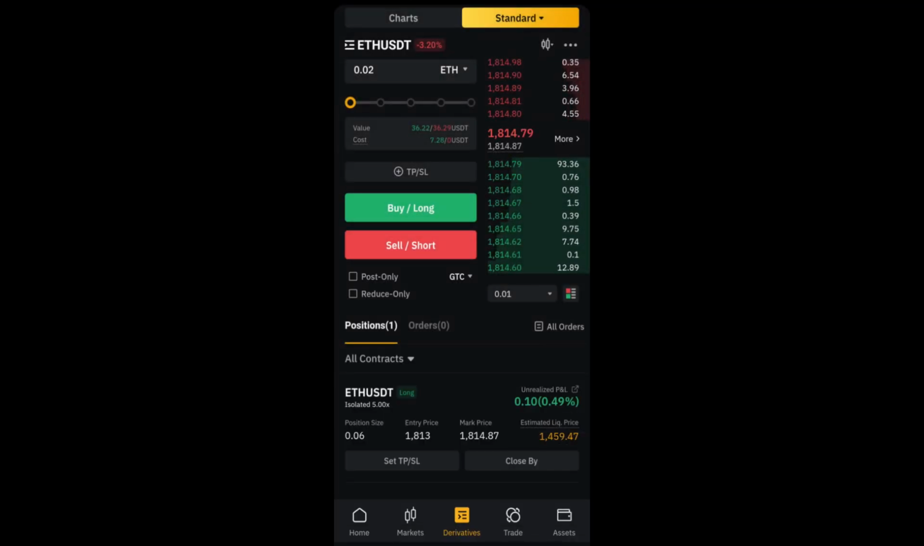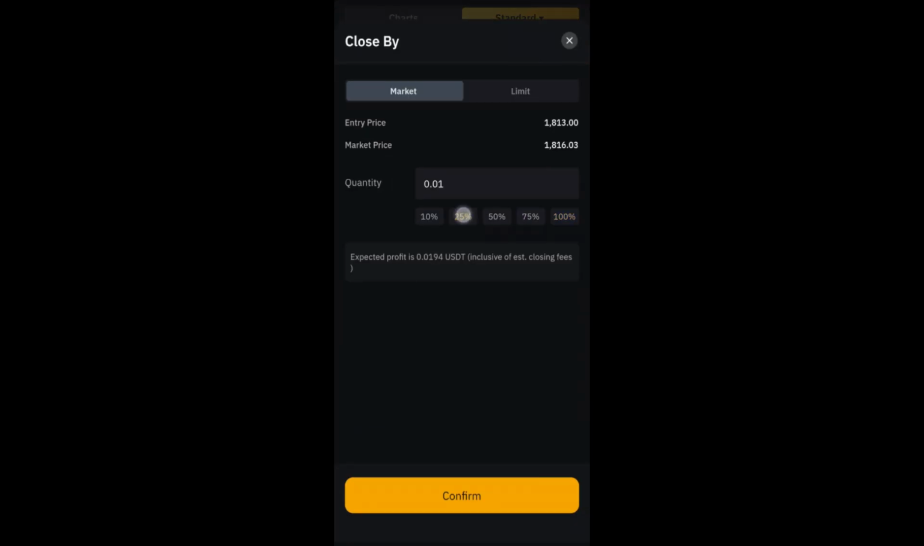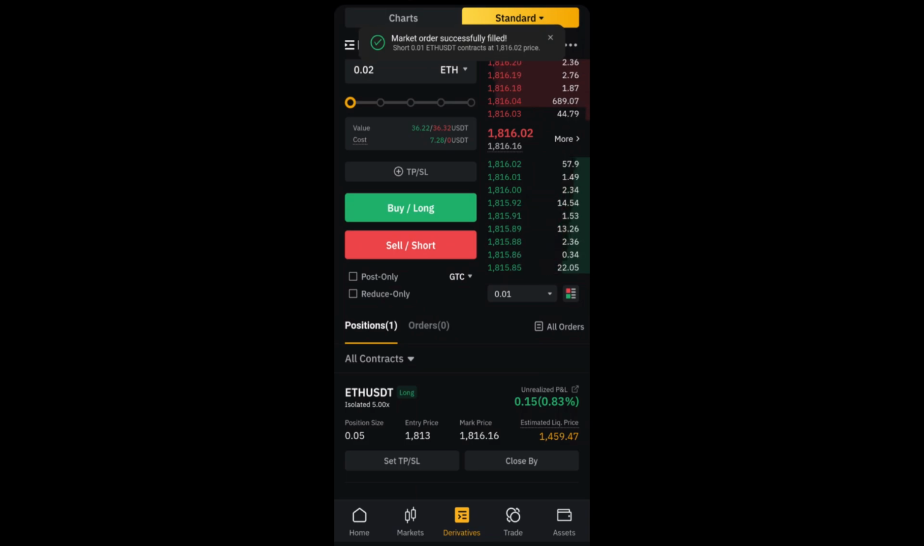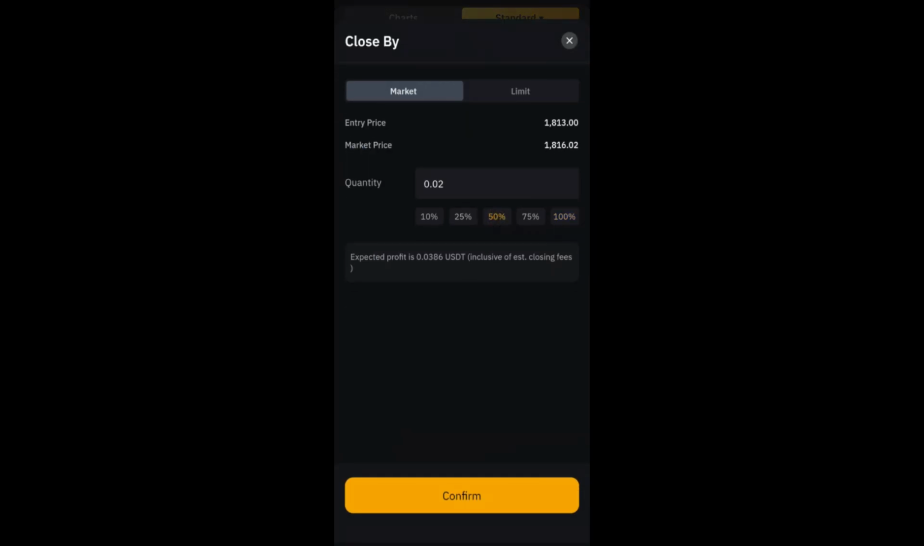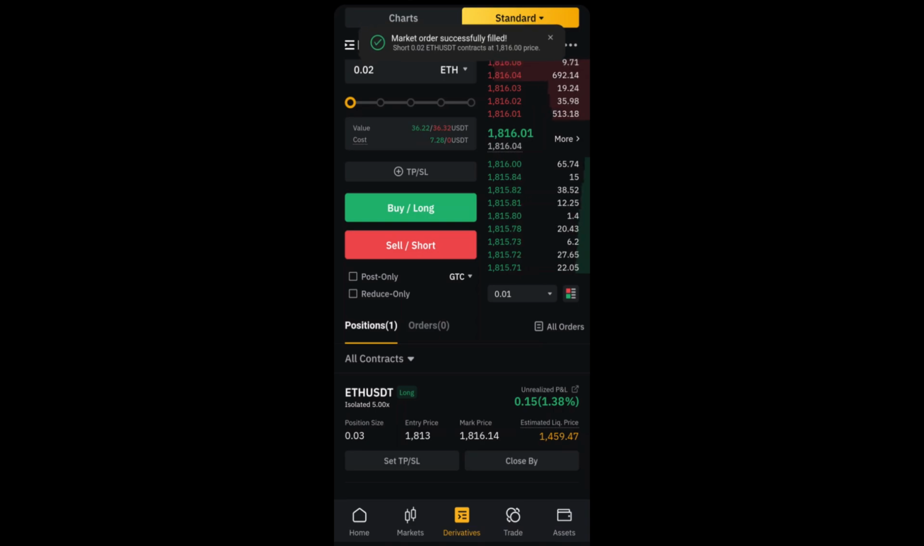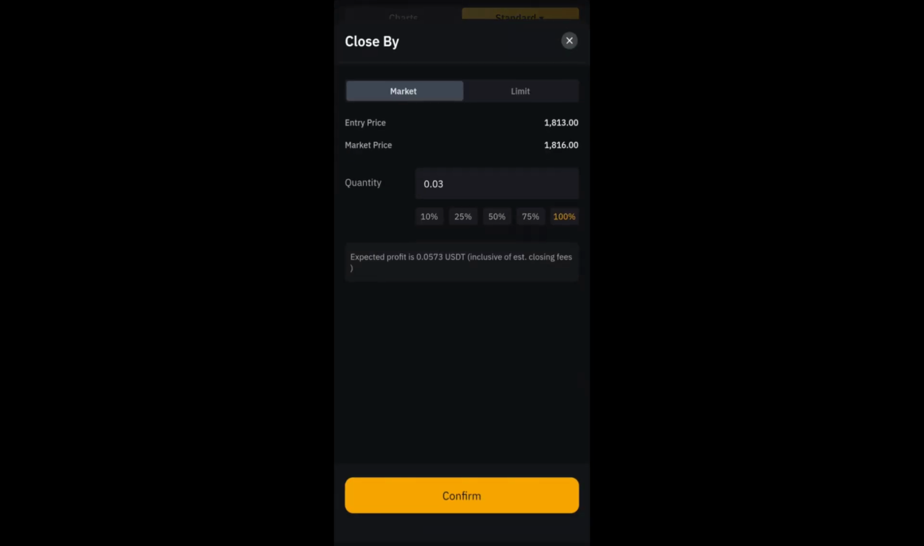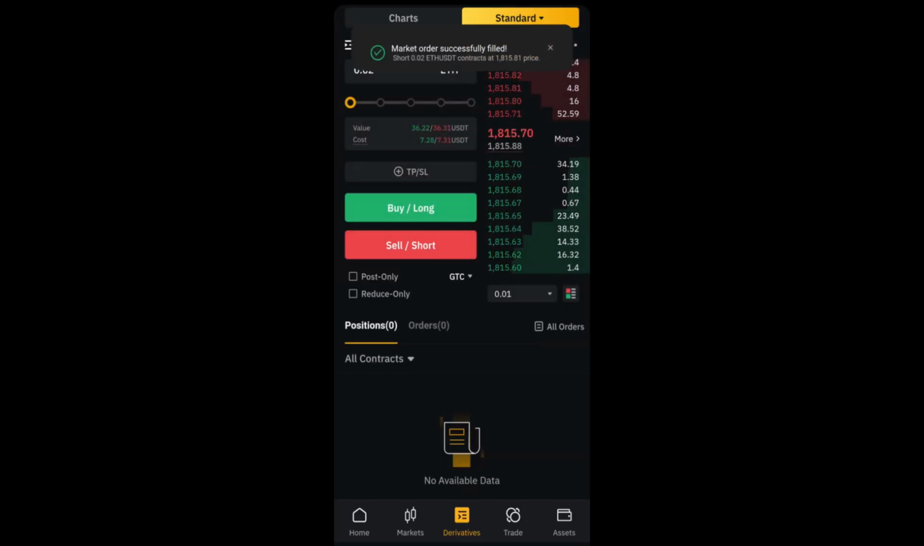Okay, now sometimes on my Telegram channel I'll tell you to close 30% of the trade or close 70% of the trade, and sometimes I tell you to close completely. Guys, now how to do that? So if I tell you to close 25% or 30% of the trade, then just simply click on this 25% and click on confirm. In case I tell you to close 50% of the trade, then just select 50% and click on confirm. In case I tell you to close the trade completely, then just select this 100% and click on confirm.